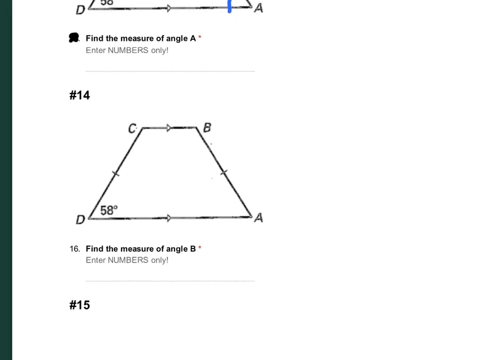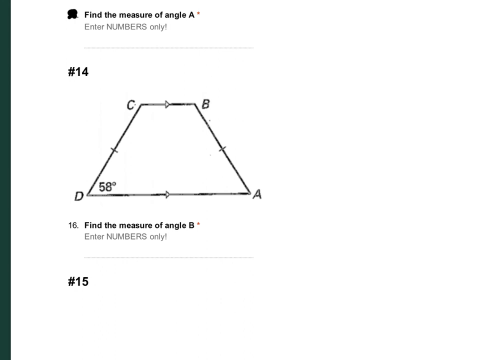14. Again, we've got an isosceles trapezoid. Okay, we would now want to know how many degrees is angle B. All right. Remember your rules about the isosceles trapezoid. D is going to be equal to A. Now figure out what the other two are going to be, and then break it in half to find angle B.